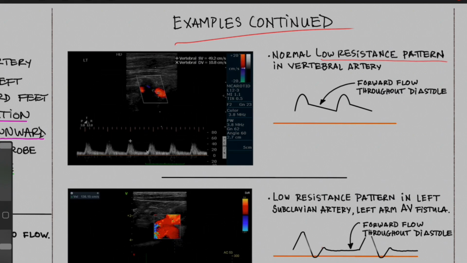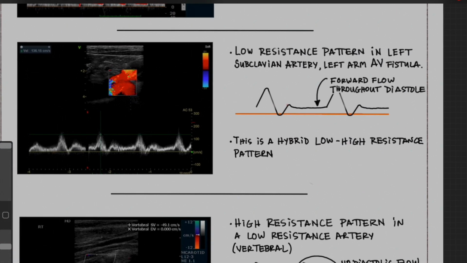This is a normal low resistance pattern in a vertebral artery. The brain is sucking blood out of the aorta constantly, uses so much energy, and so it has flow constantly throughout the cardiac cycle. There's forward flow throughout diastole as well. Anyway, so systole, forward, and then diastole. Whoosh, whoosh, whoosh, whoosh. That's normal.